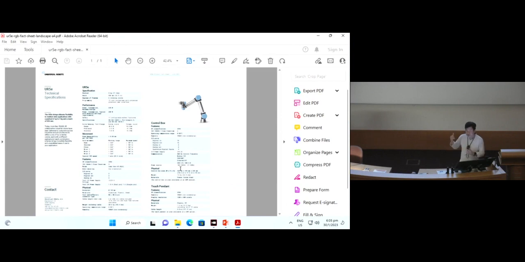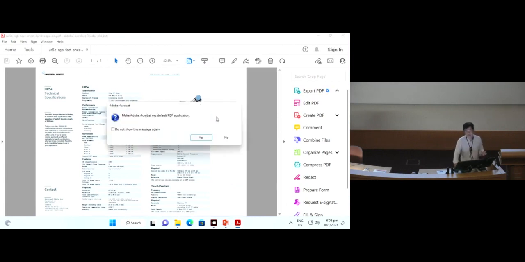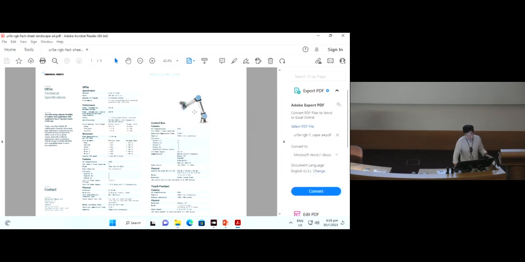So this is a product fact sheet of the robot. It details the range and so on of the robot. If you look at this robot itself, the robot at this position is known as the 0 position.